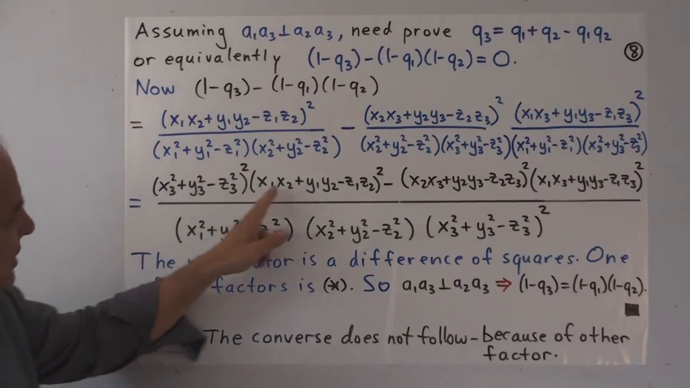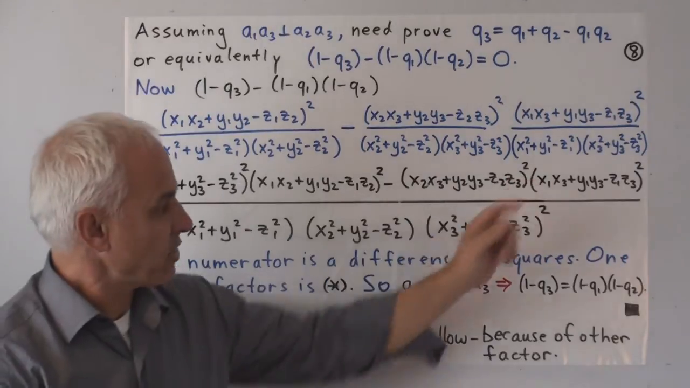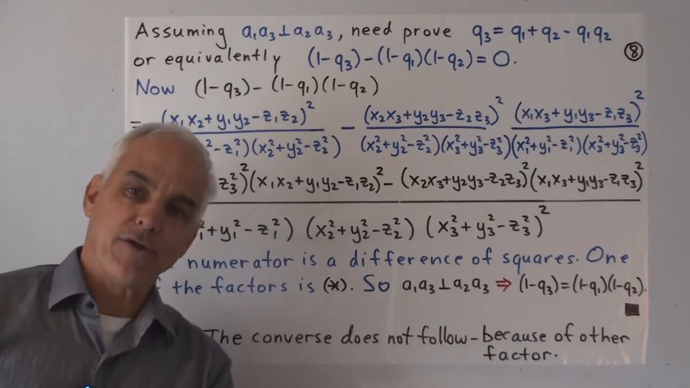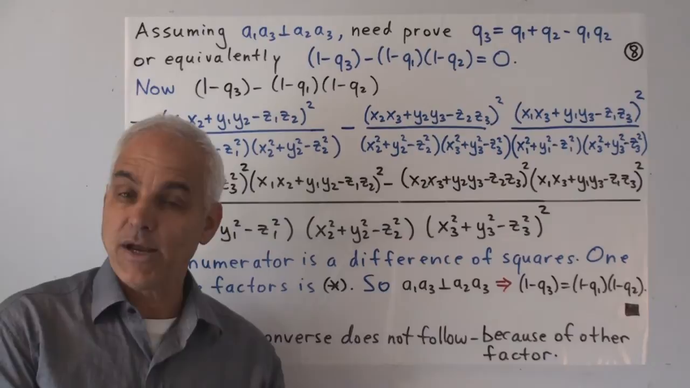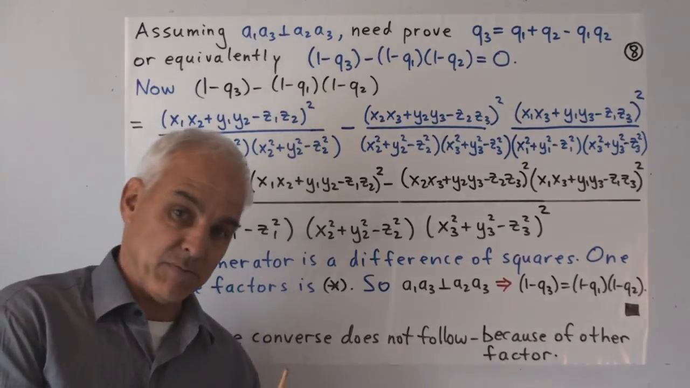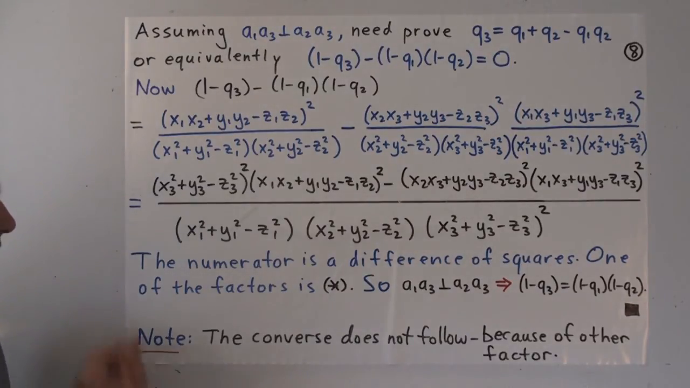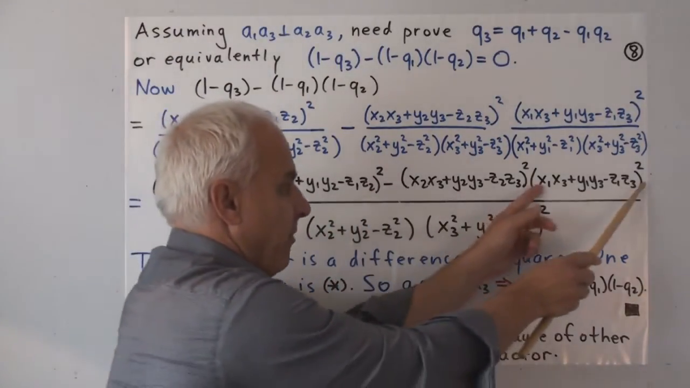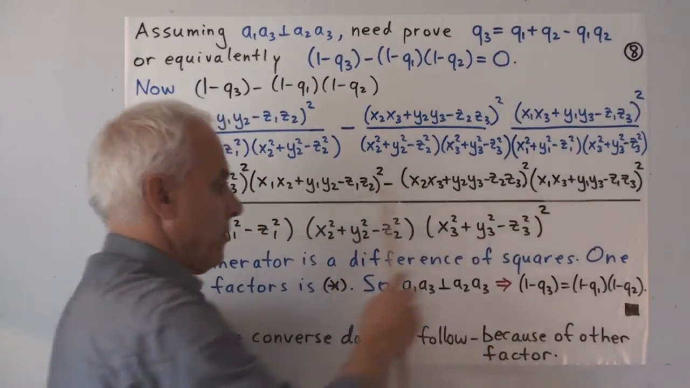Well, notice the numerator is a difference of squares. This is squared, that's squared, that's squared, that's squared. So this is something squared minus something squared, like a squared minus b squared. And the main thing about a squared minus b squared is that it factors as a minus b times a plus b. So this numerator is a difference of squares, and one of the factors is this times this minus this times this. The other one is this times this plus this times this.